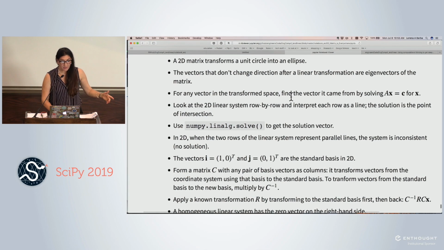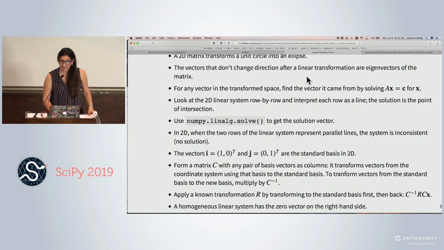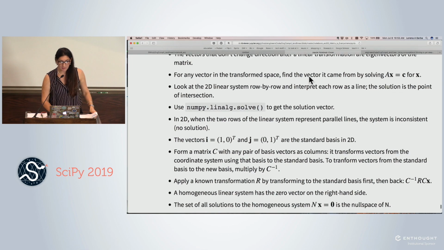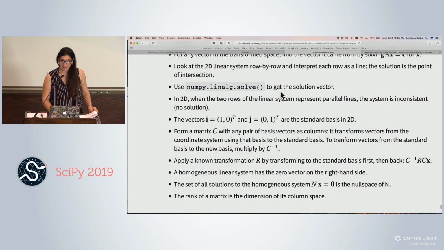That's really cool. For any vector in the transformed space, you can find the vector it came from by solving a linear system. If we look at the linear system row by row and interpret each row as a line, the solution is the point of intersection. We know how to use NumPy linalg solve now. And in 2D, when the two rows are parallel, the system is inconsistent.